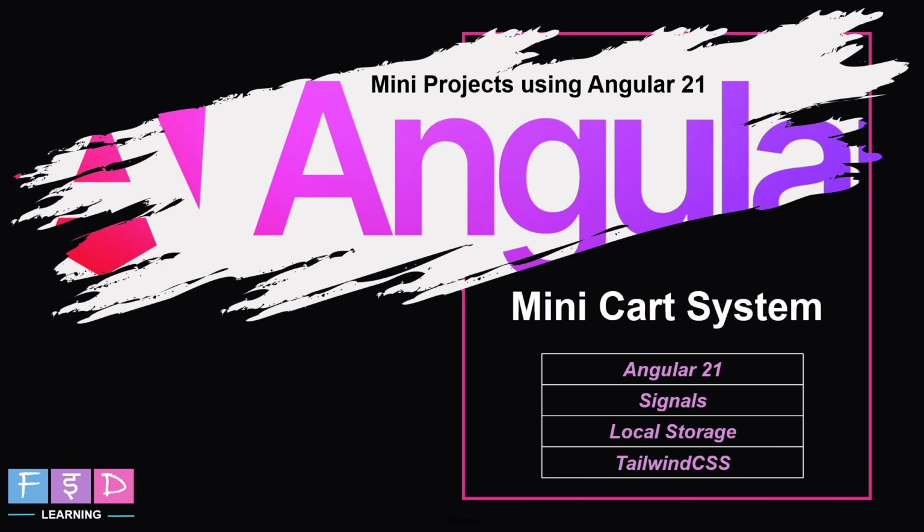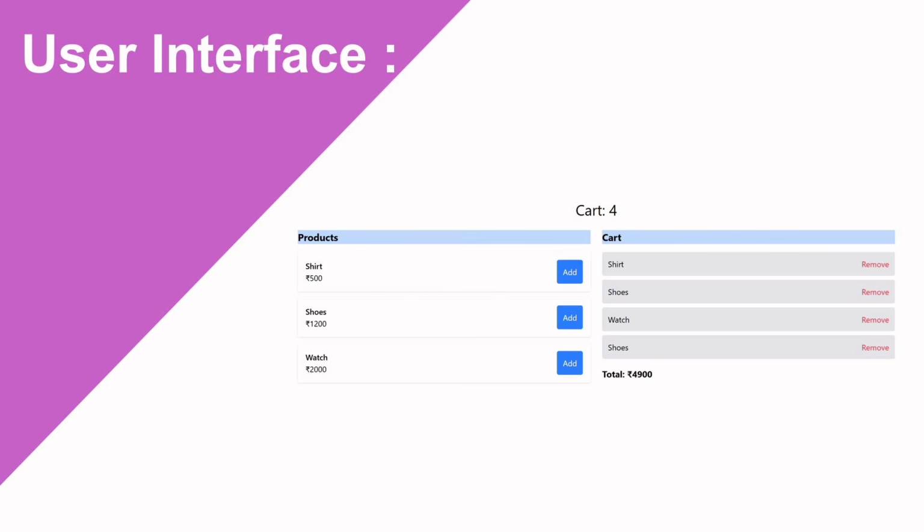Now, let's switch to our next project called the Minicart system using the same Angular 21 signals, local storage, and Tailwind CSS. Here, we will see how signals help us to manage state, how computed values remove unnecessary logic, and how we can persist data using local storage. So it stays even after refreshing the page. So let's get started with the simple UI.